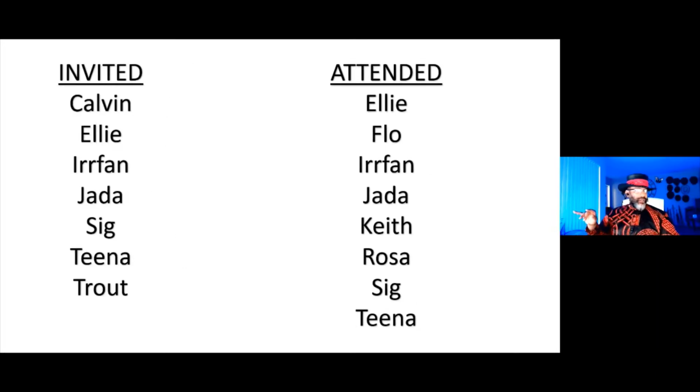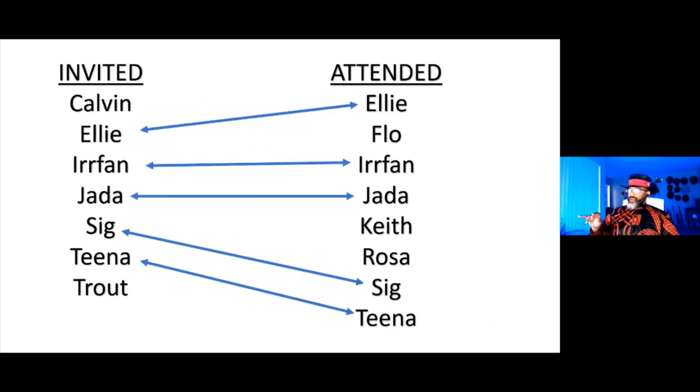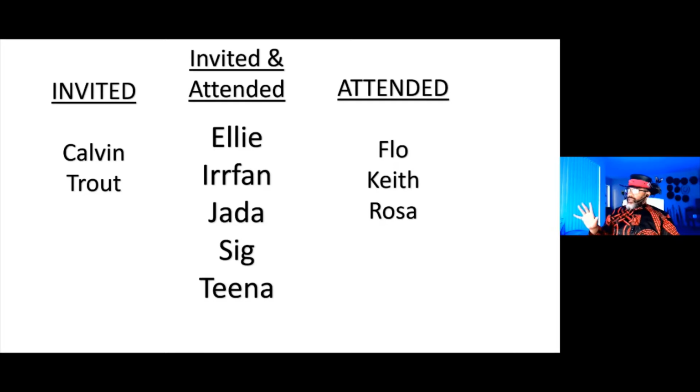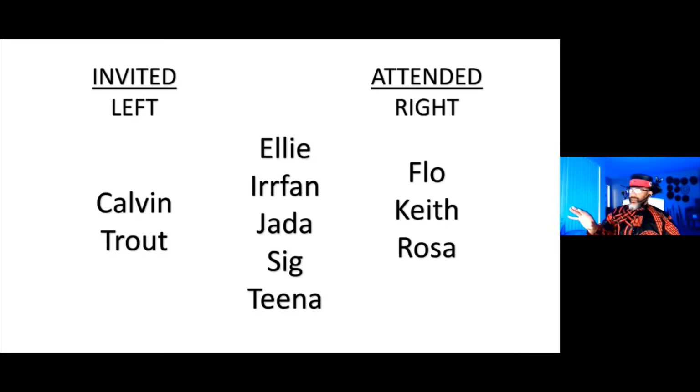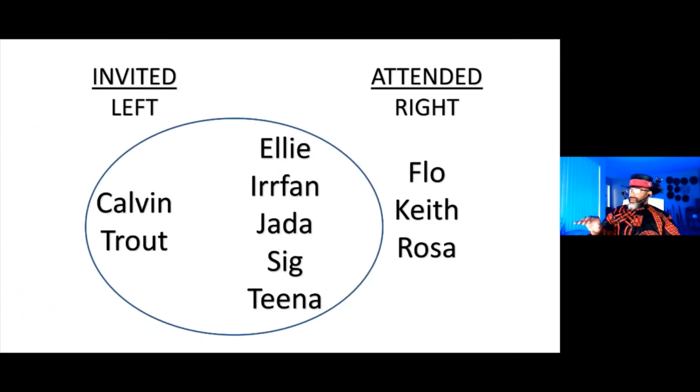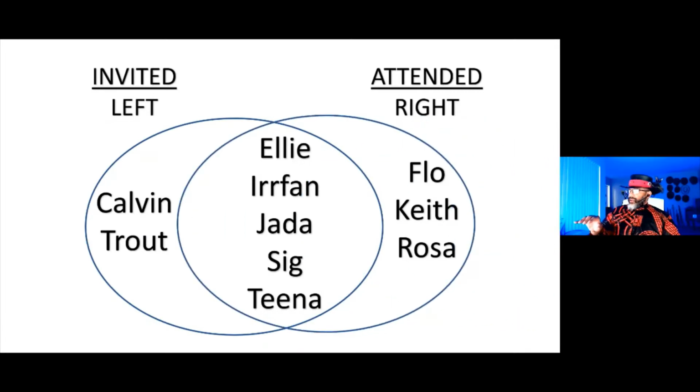Okay, let's look at it another way. All right. So now we can see clearly who's on both lists. Looking at it this way, now we can see who was invited and didn't attend. We can start to see a left, right, and a middle. There we go. The good old Venn diagram. Now the left, the right, and the middle are getting clear.